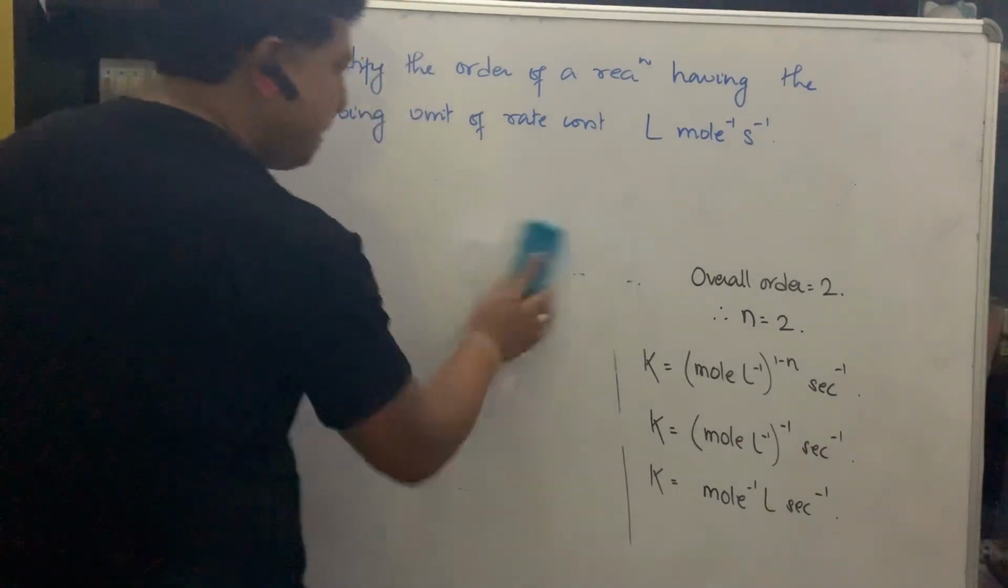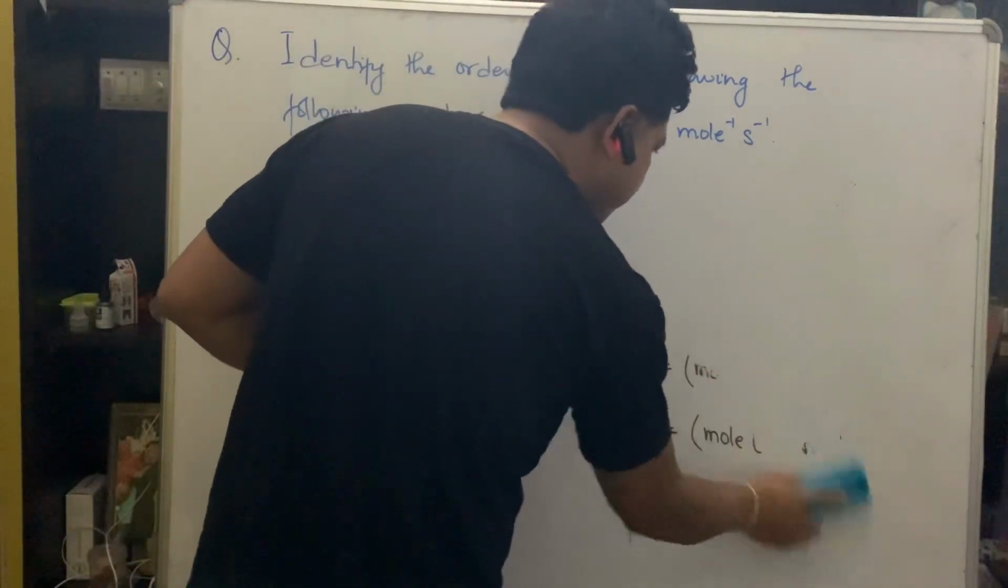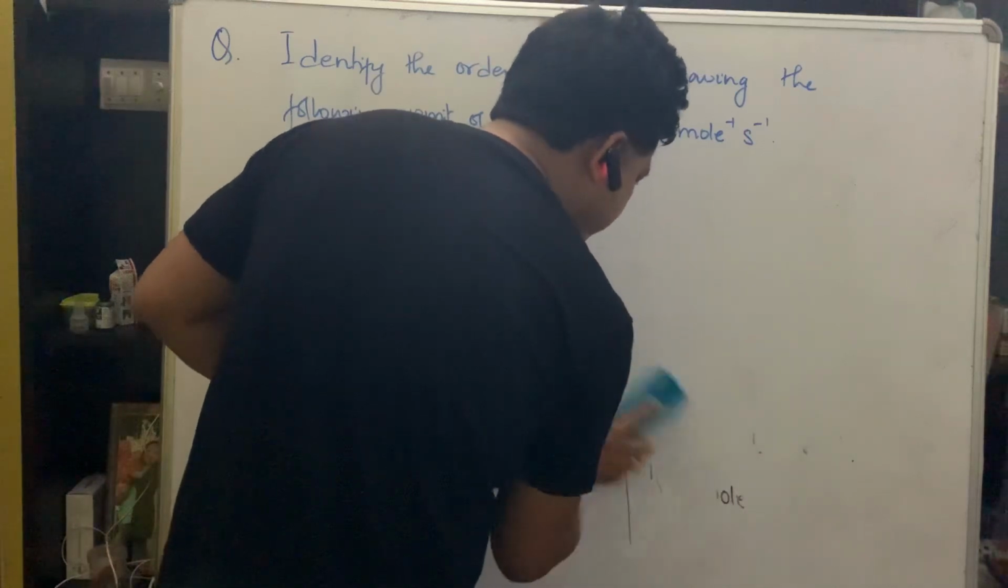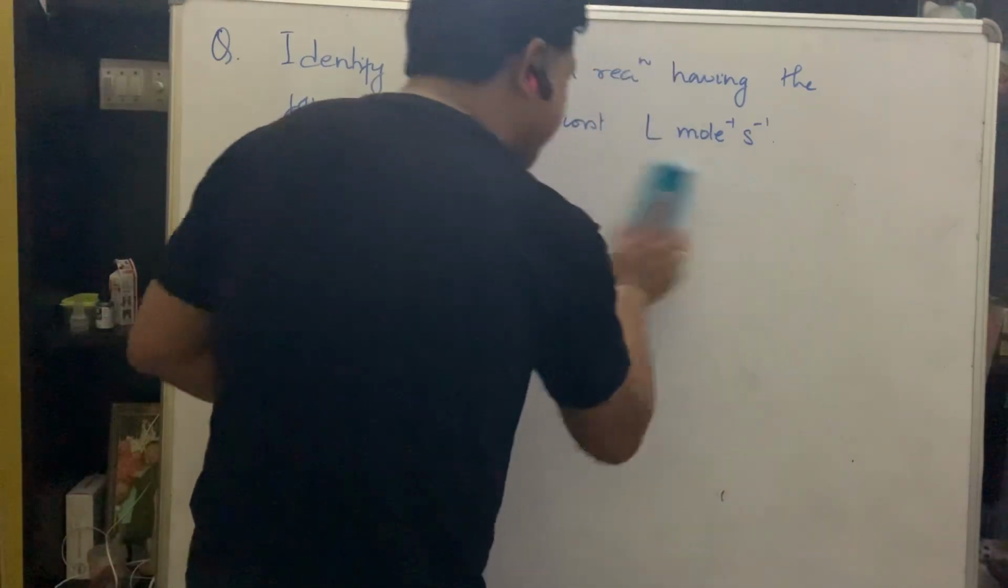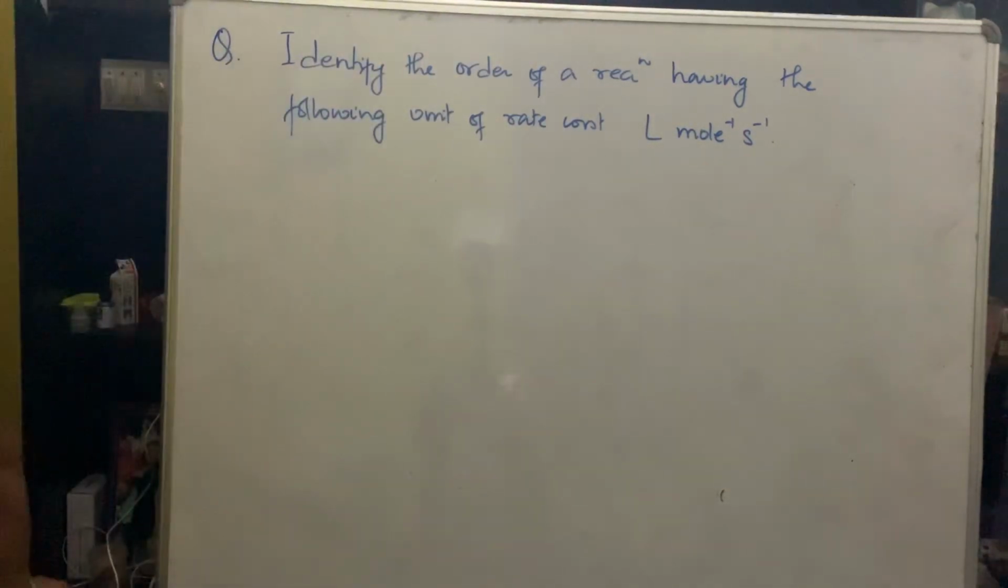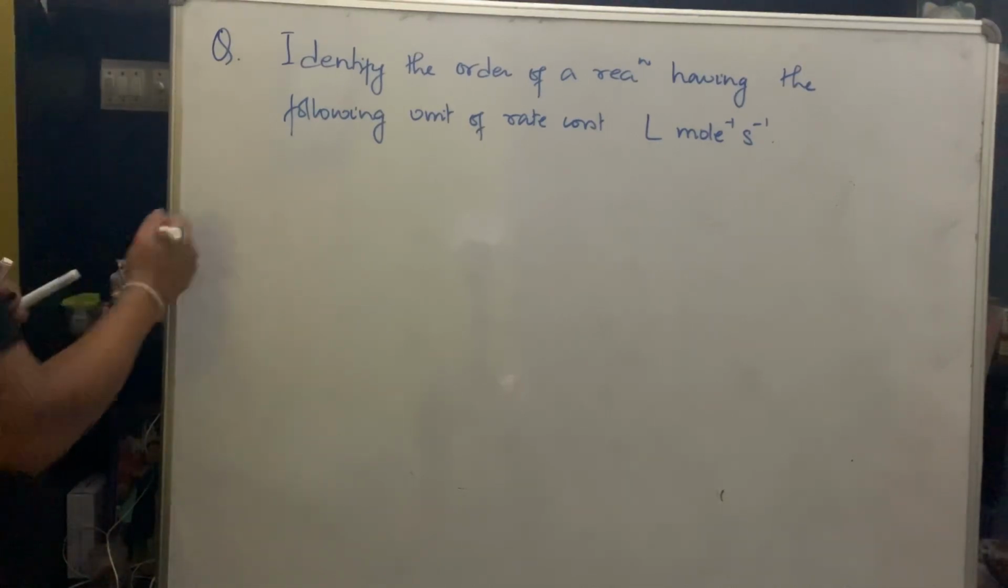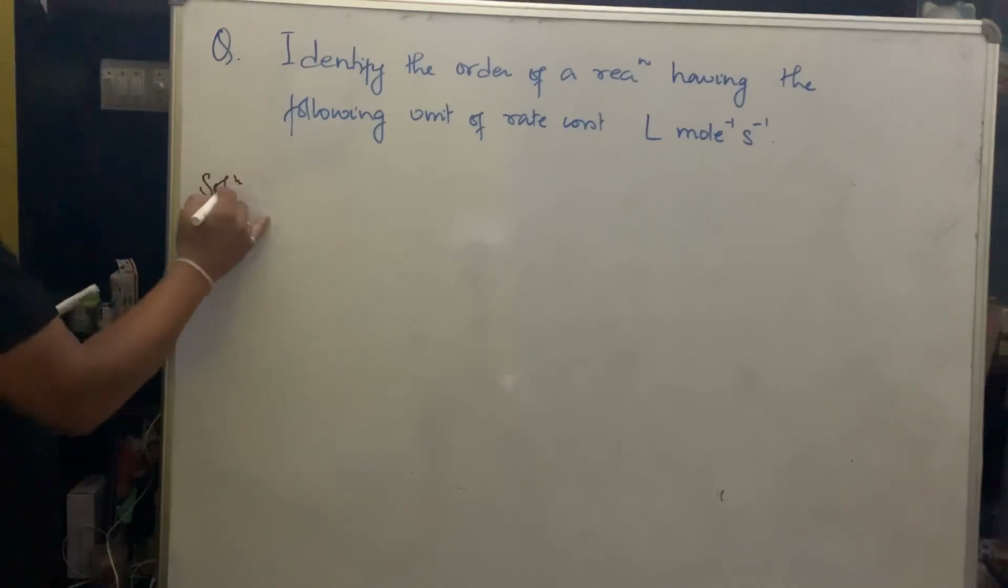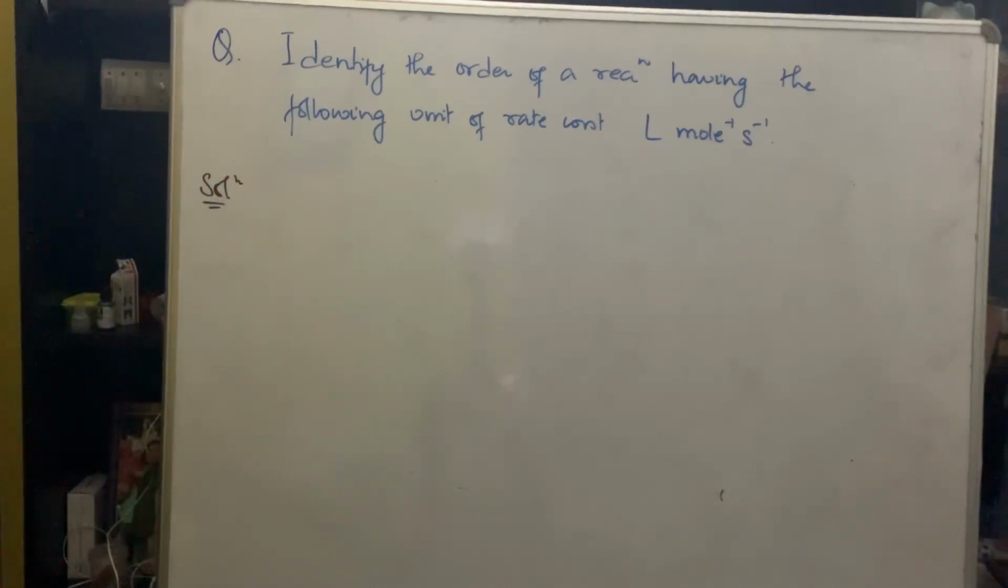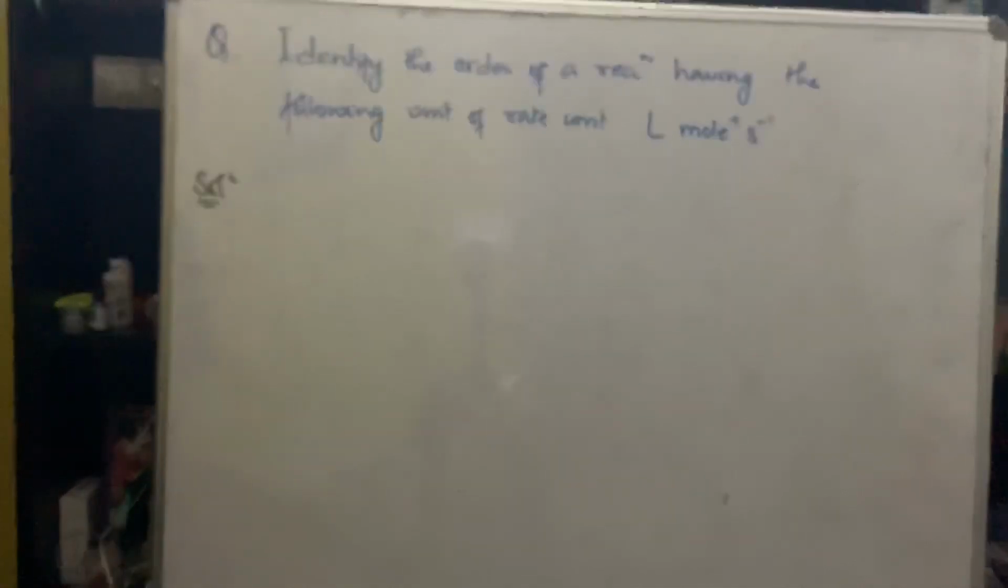So here the unit is given. From the unit of K, you have to find out the order. In the previous case, the order was given and from the order we found out the unit of K. This is just the opposite. Here the unit of K is given, and from it you have to find out the order of a reaction. So this is the second category of problem.